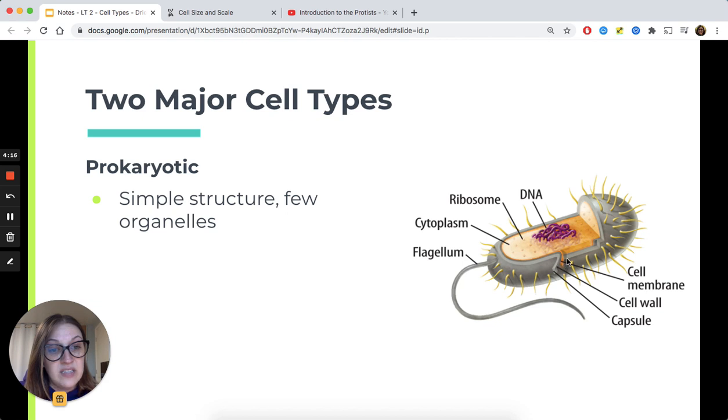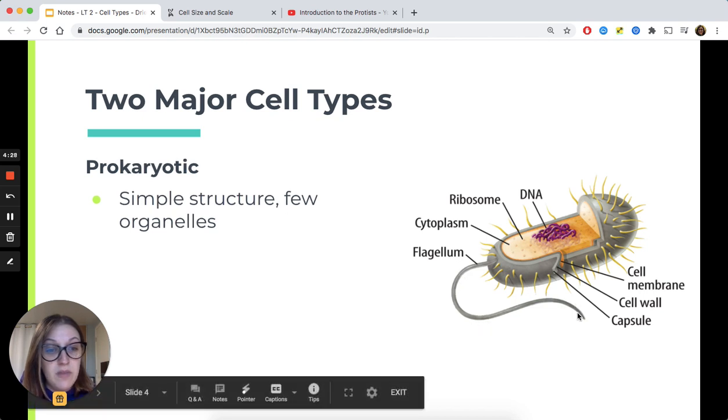Inside the cell wall is a membrane. And then sometimes bacterial cells will have a really thick outer layer called a capsule. Not all bacterial cells have that. You can see here an example of a flagellum. Flagella is plural, flagellum singular. This is a very long tail-like appendage that we will be learning about soon.